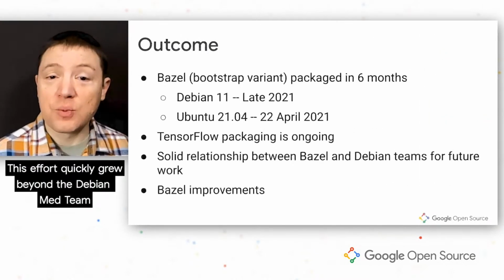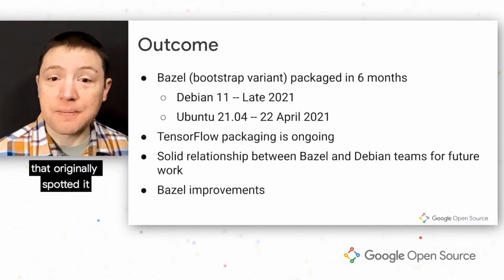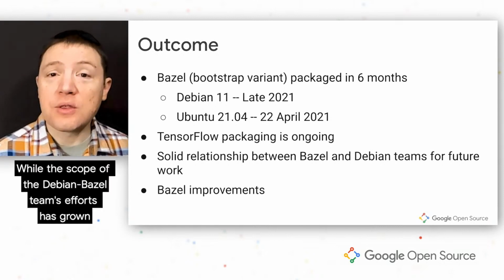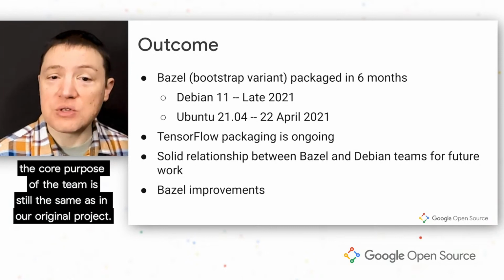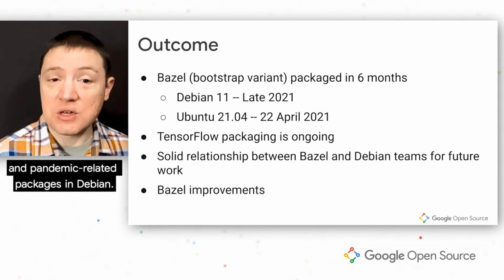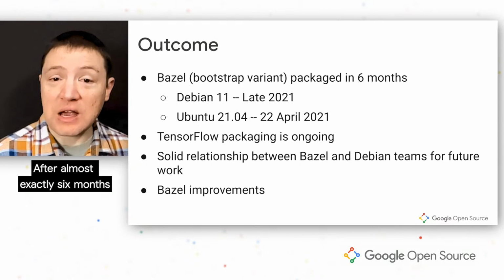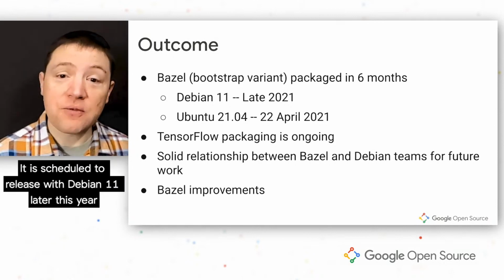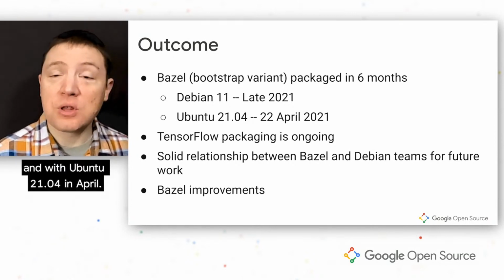This effort quickly grew beyond the Debian Med team that originally spawned it, and now it has its own team in Debian. While the scope of the Debian Bazel team's efforts has grown, the core purpose of the team is still the same as in our original project. That is, to enable TensorFlow and pandemic-related packages in Debian. After almost exactly 6 months, the Bazel Bootstrap package was in the Debian repositories. It is scheduled to release with Debian 11 later this year and with Ubuntu 21.04 in April.